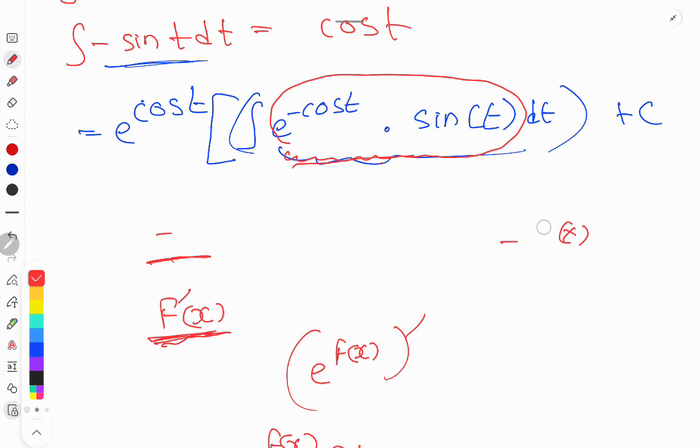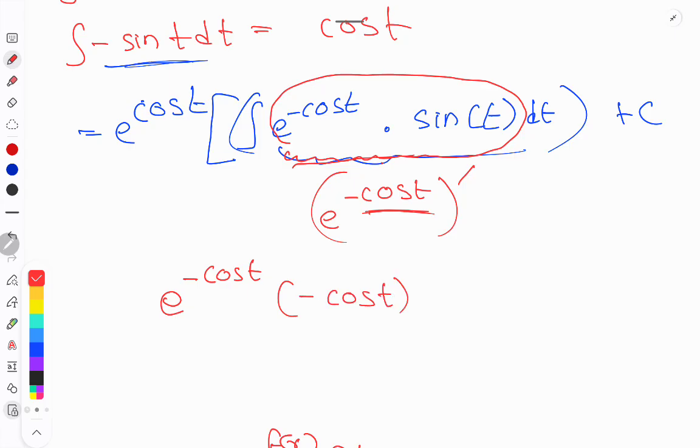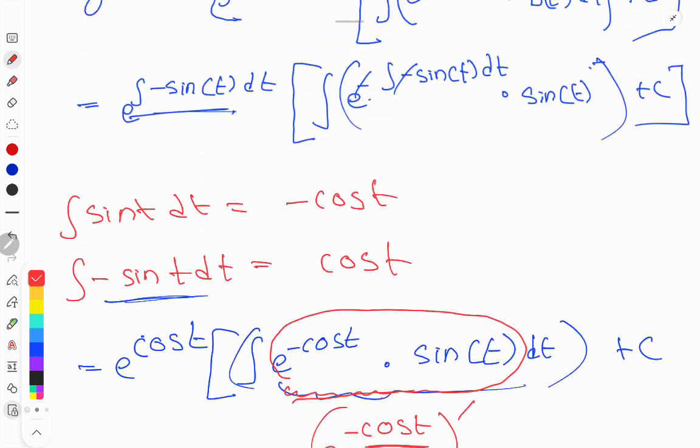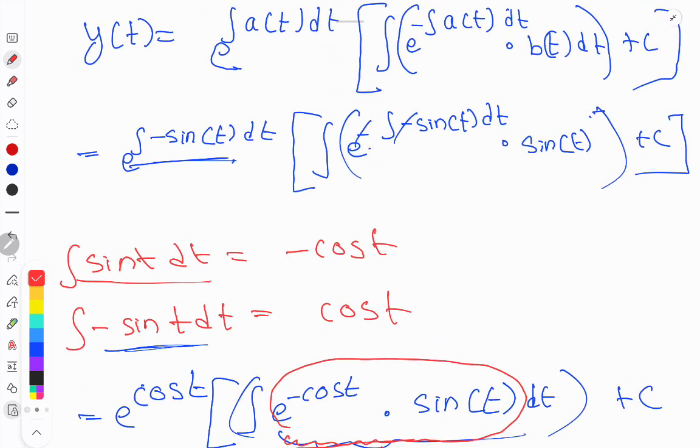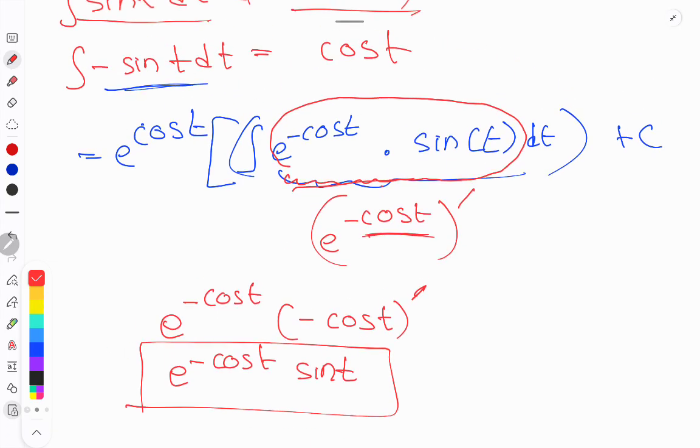Again, if you identify this function, this one is the derivative of e^(cos t). How? If something is on the power of e, the derivative of this one will be e^(negative cos t) times the derivative of negative cos t. What is the derivative of negative cos t? You see, what is the integration of sin t? It's negative cos t, right? So if you derivate this one, you will get sin t.